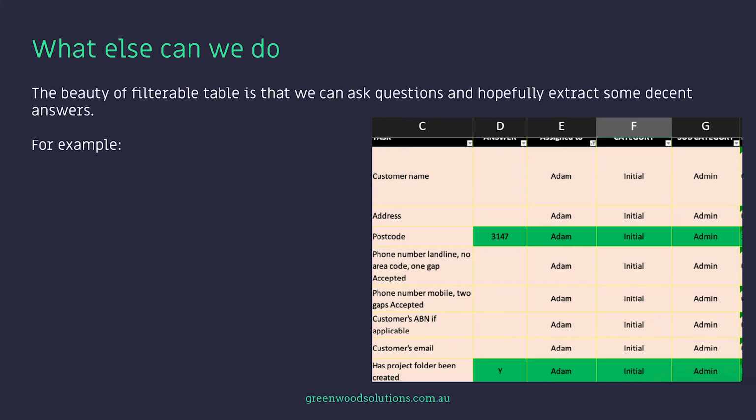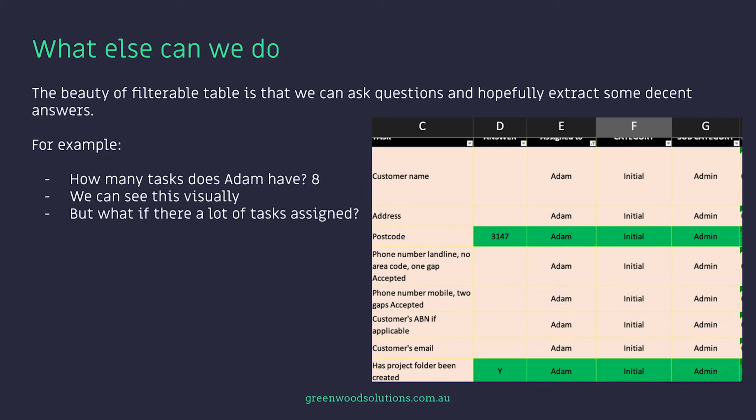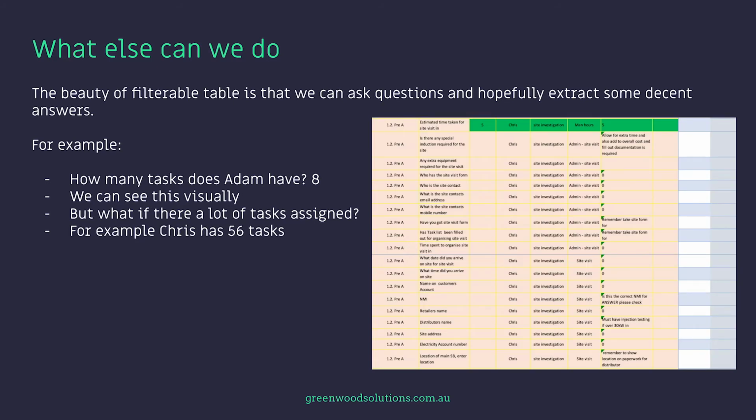The beauty of a filterable table is that we can ask questions and hopefully extract some decent answers. For example, how many tasks does Adam have? Well, he has 8. And we can see this visually. But what if there's a lot of tasks assigned? For example, Chris has 56 tasks. Poor Chris. What do we do?